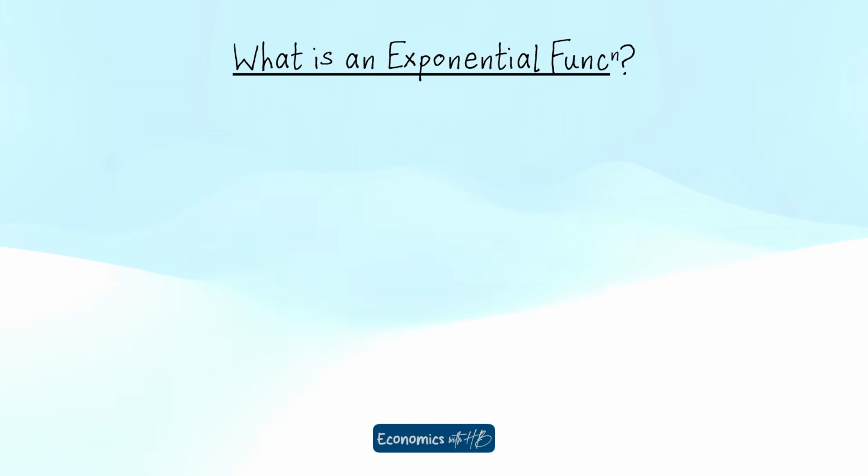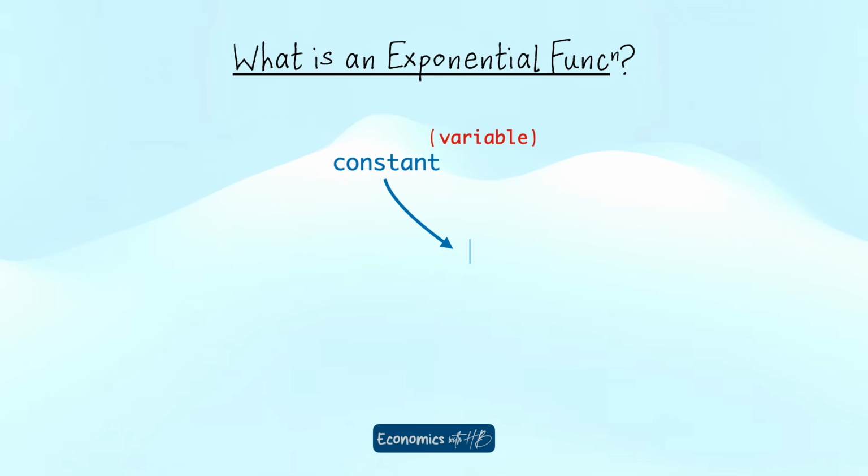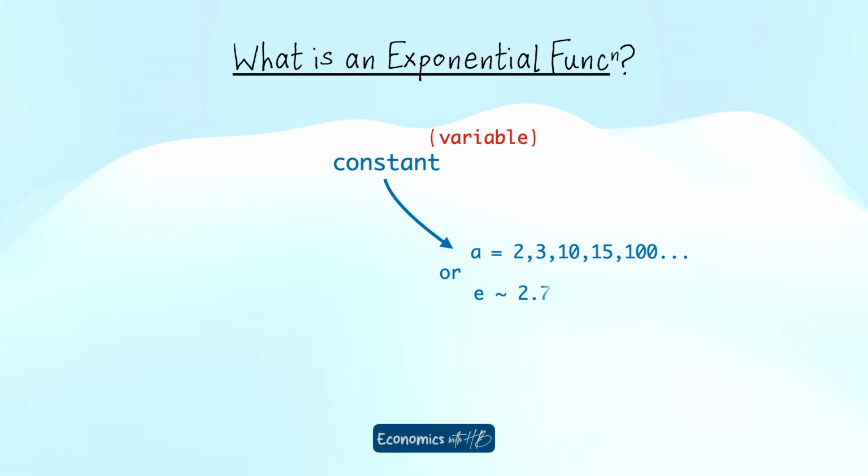What is an exponential function? A function whose base is constant and the exponent, that is the power, is variable, meaning a constant raised to a power which is variable. Generally the constant base is denoted by a, meaning any constant, it can be 2, 3, 10, 15, 100 or anything, or e, which is Euler's number.